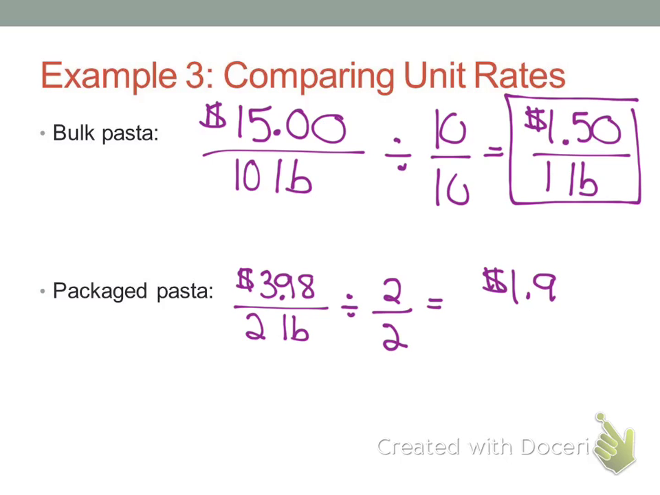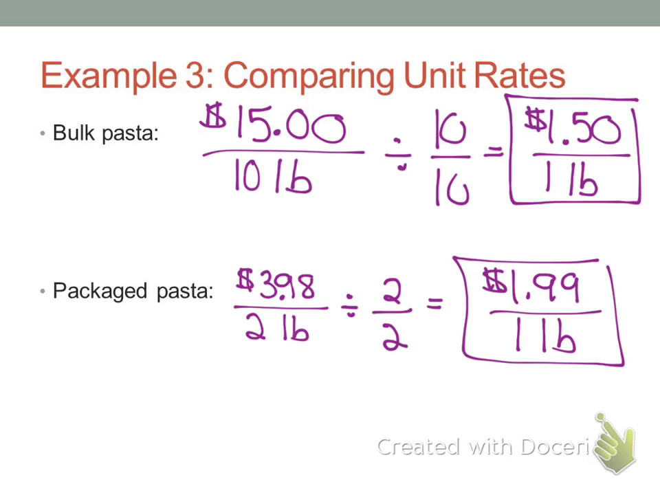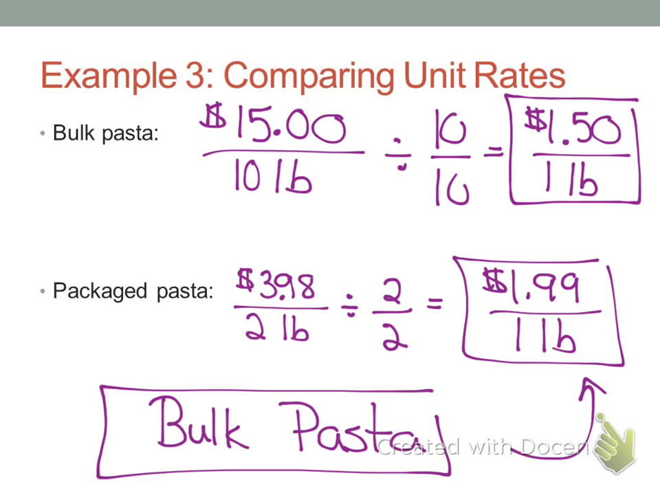Divide top and bottom by 2. So which one's the better buy? Definitely the bulk pasta. So that's your answer. Bulk pasta is your answer. But actually showing what the unit rates are, that's your work. So here's what you can't do on your homework. You can't just say, eeny, meeny, miny, bulk pasta. Okay? You actually have to show your work so I can see your reasoning behind why you chose bulk pasta as your answer. Okay? One more problem and then we're done.